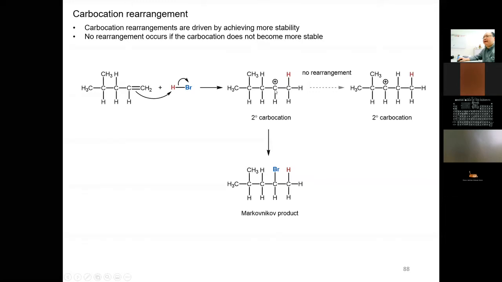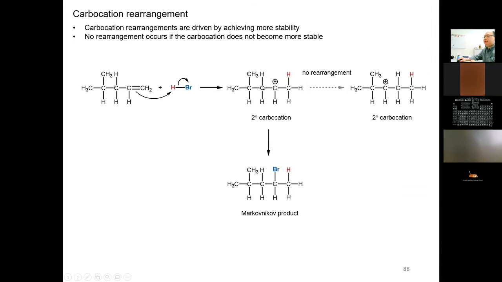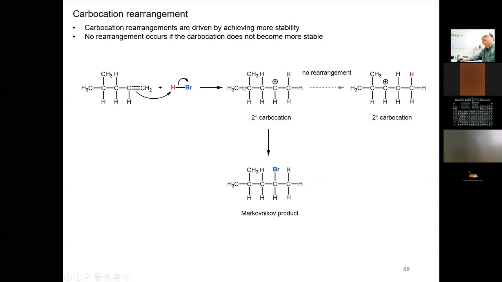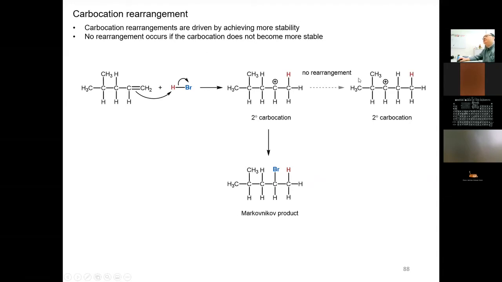And then you may say, is it possible to rearrange? So what if it is rearranged? Let's say you have a carbon here, and if the hydride rearranges to this carbon, the resulting carbocation is still a secondary carbocation. Since the starting material is a secondary carbocation, the resulting one is also secondary. So the rearrangement doesn't give the carbocation more stability, which means it probably won't happen.